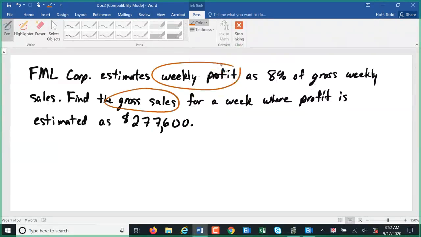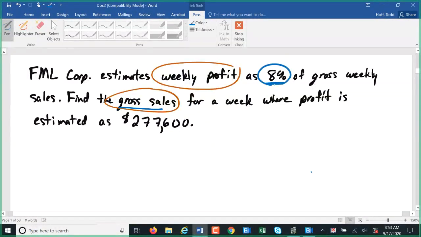And it helps if we decide which one makes sense to be the base amount, the whole thing, and which one is a portion of that bigger amount. And here, gross sales is the whole amount. Weekly profit is a piece of the gross sales. So the gross sales is everything you sold. That's going to include all your expenses, your overhead, and your profit. Whereas weekly profit is just that one little piece out of the big picture. Now, with that in mind, let's look at the numbers.